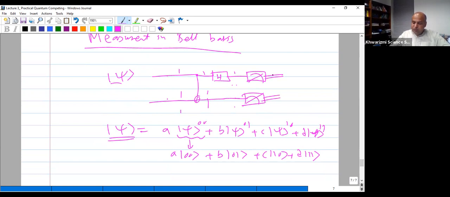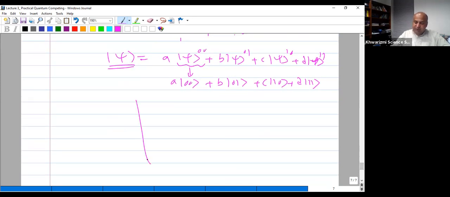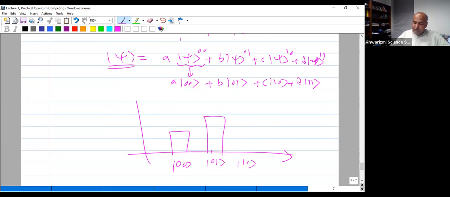By the way, I use these two lines for classical information, because once I have measured, I know the state, it is either 0 or 1. So if I do a lot of measurements, let's say 1,000 times on this state psi, I can prepare a histogram. How many times did I measure 0,0 state? How many times did I measure 0,1 state? How many times did I measure 1,0 state? Or how many times did I measure 1,1 state?